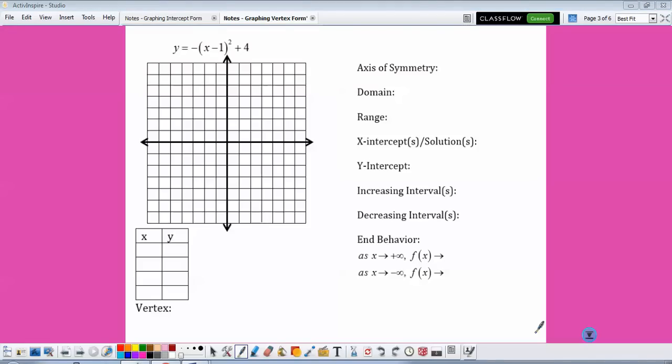So the first thing we need to do, given our equation, is figure out what a, h, and k are. a is our number out front, so that would be -1. h is the opposite of the number in the parentheses, so 1. And k is the number on the end, which is 4.